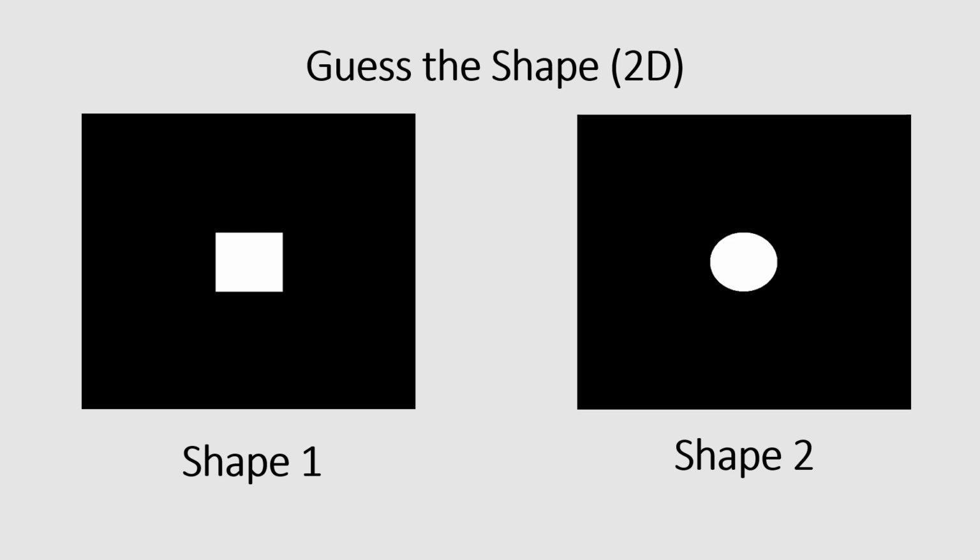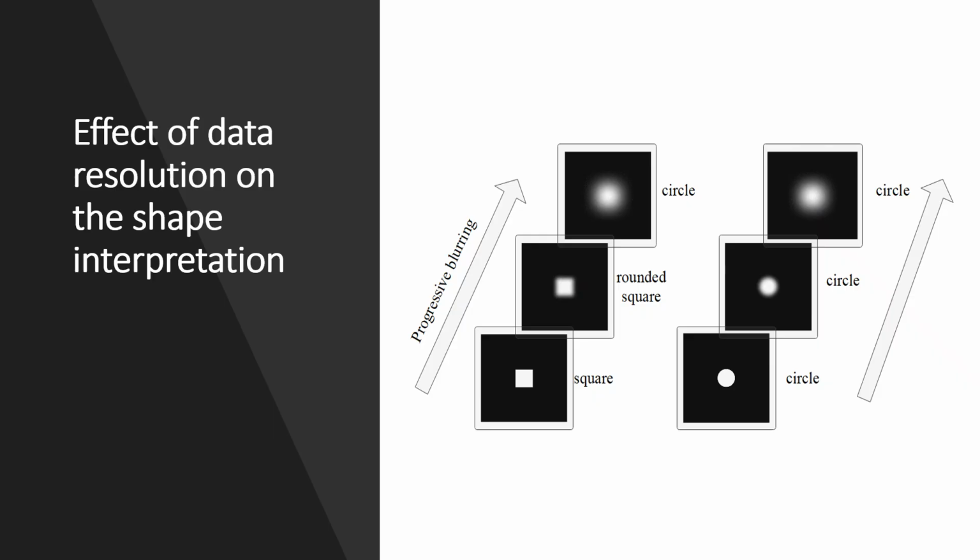In this image, it's very clear that shape 1 is a square and shape 2 is a circle. What I really did here was I took a picture of a square and a circle and I progressively blurred these images. The square turned into a rounded square and with further blurring it turned into a circle, while a circle remained a circle. So the human mind, which could differentiate between a circle and a square, could not differentiate when the image quality is very poor or when the image resolution is very poor. So this idea will come in handy during the presentation.